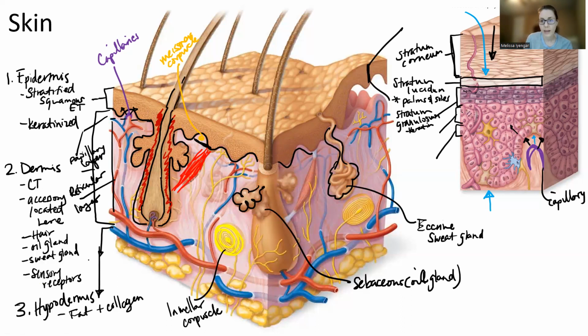Then we're going to have the next layer, which is anywhere from, I think, 8 to 10 cell layers thick. That's a little bit less important. This is the stratum spinosum.